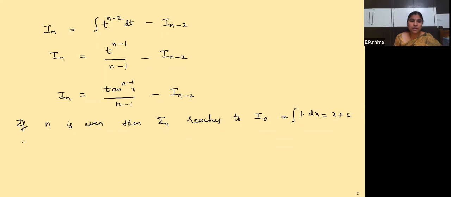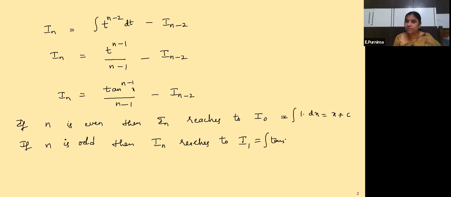Similarly, if n is odd, then In reduces to I1, which is nothing but the integral of tan x. Tan to the power of 1 is tan x, and the integral of tan x dx is log secant x plus c.